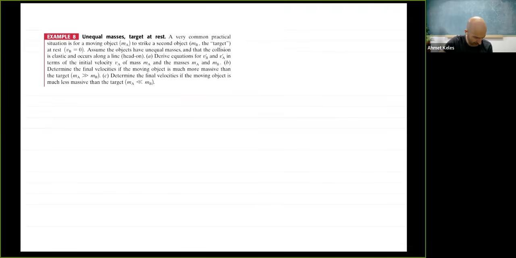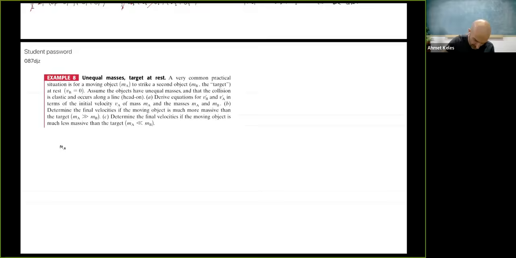And B, determine the final velocities if the moving object is much more massive than the target, and C, determine the final velocity if the moving object is much less massive than the target. We're just going to look at the limits. So let me go ahead and start. The velocity, what we found was, let me go back here and see what we had.